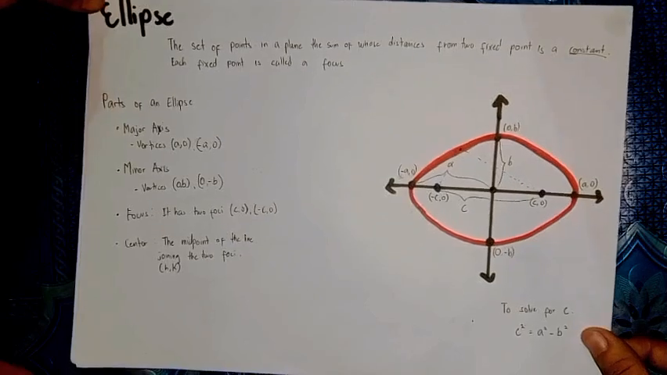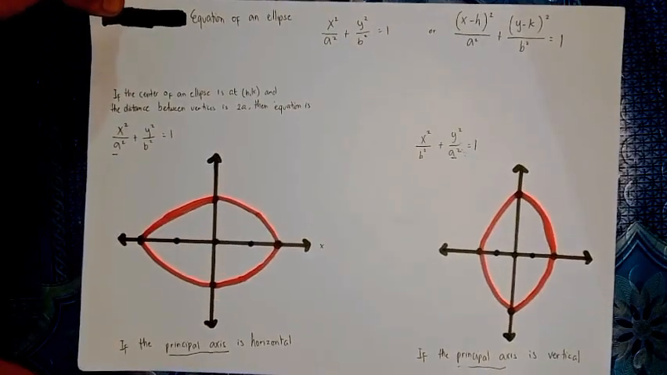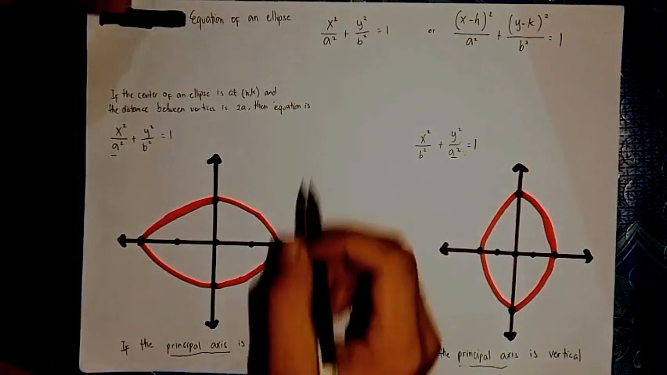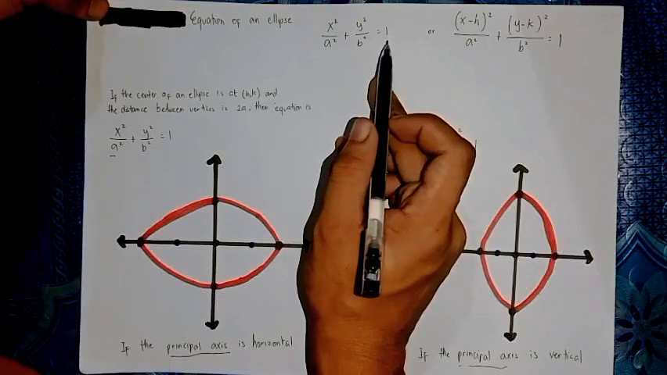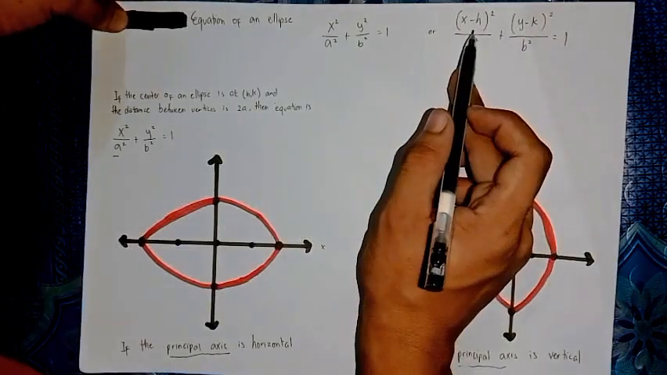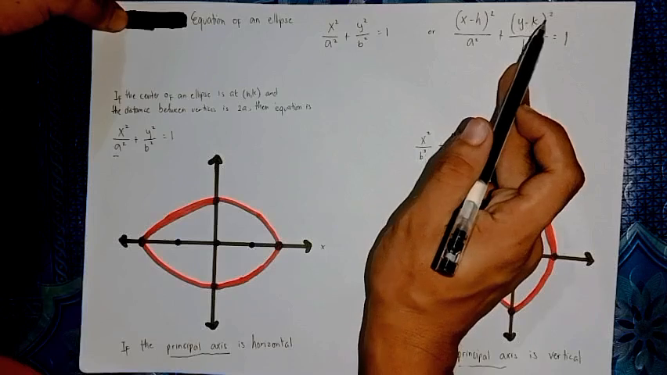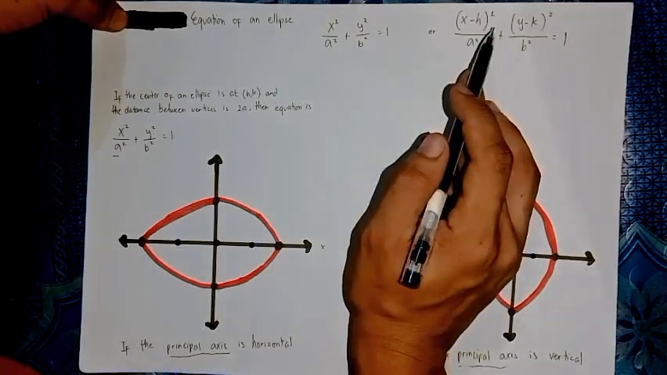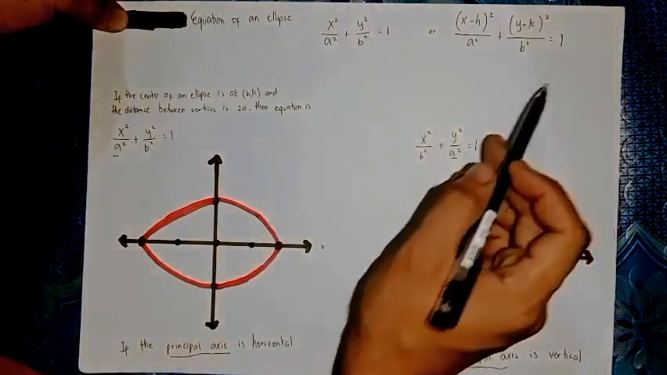Now, let's proceed to the equation of an ellipse. The equation of an ellipse is x squared over a squared plus y squared over b squared is equal to 1, or (x minus h) squared over a squared plus (y minus k) squared over b squared is equal to 1. H and k there is our center. That is the equation of an ellipse.